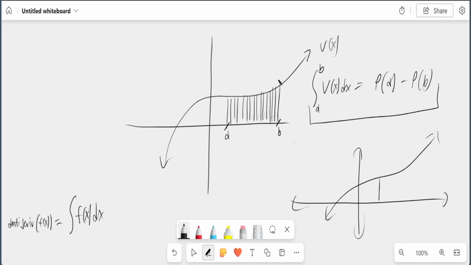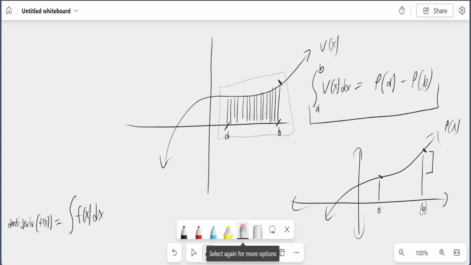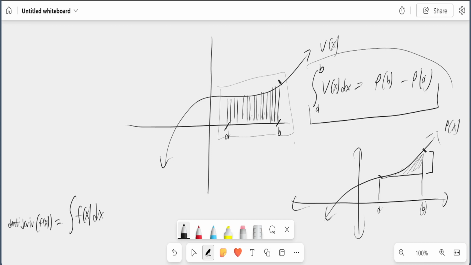Let's call this p of x, right? This is a, and this is b, right? So if you subtract these, you get how much it moved, which is the exact same as this. We're adding up changes, right? So that's why we take, and oops, I flipped these. That's b and that's a, right? This change can also be found by adding up the rectangles. That's why these are equal. That's why this is true.